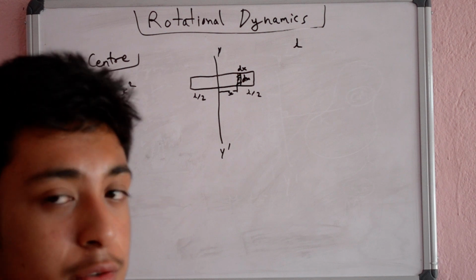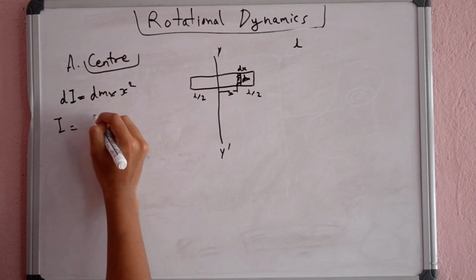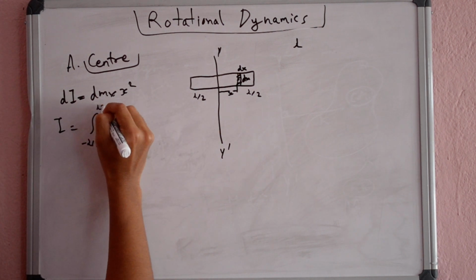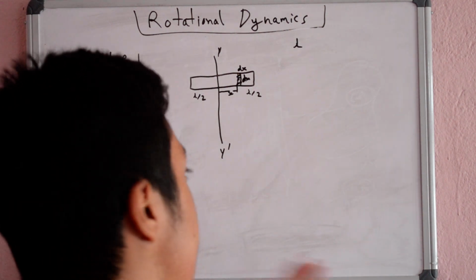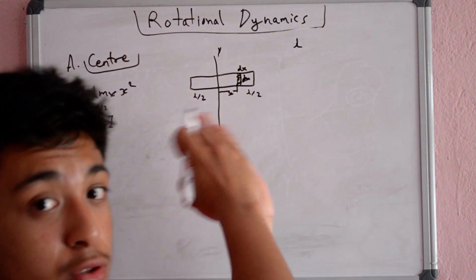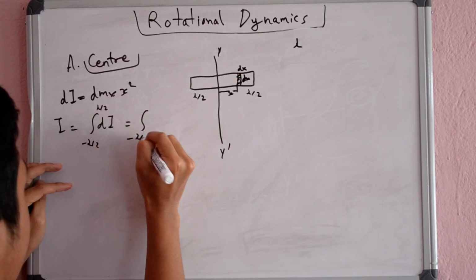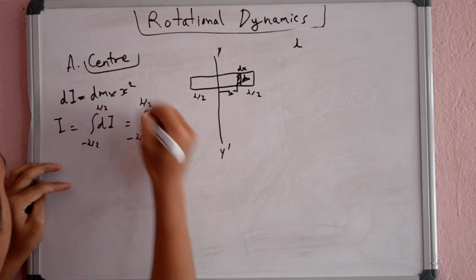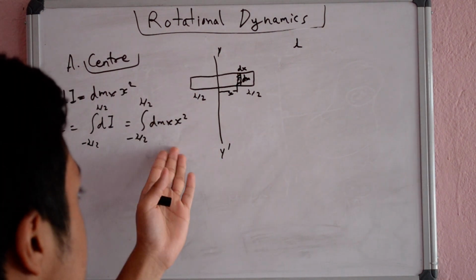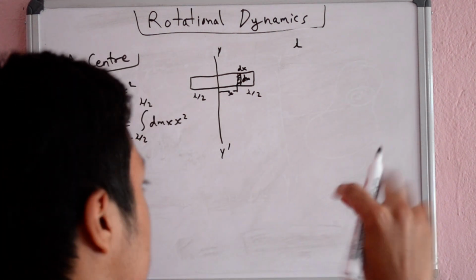So of course, we're in grade 12, we know that this I is equal to the integration of dI going from minus L by 2 to L by 2. Now you will say, why minus L by 2? Well, because this lies on the opposite side of the axis of rotation, so we have to take negative. This becomes the integral from minus L by 2 to L by 2 of dm into x square. Well, we already have dm and we have x square, so we just need dx, or the small length.